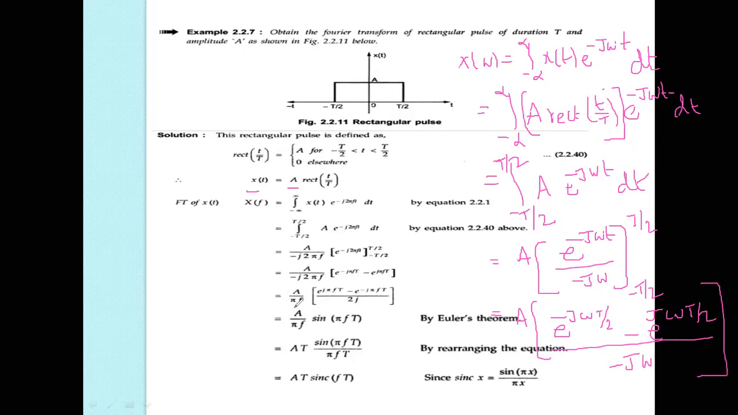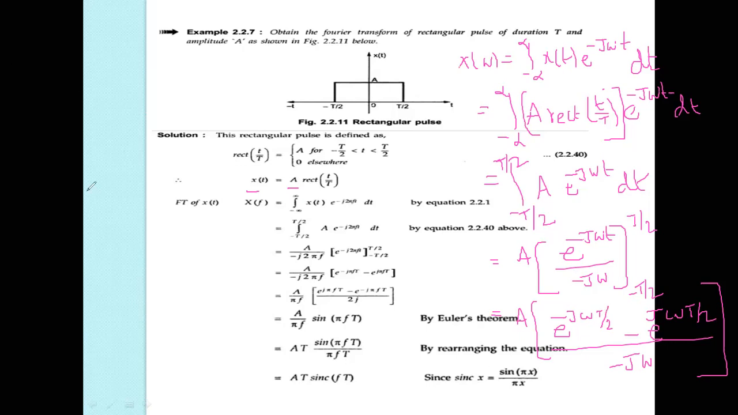Same thing here, they have given pi f. Pi f means 2 pi f, where omega is 2 pi f, so the 2 gets cancelled, and you have pi f into T only.